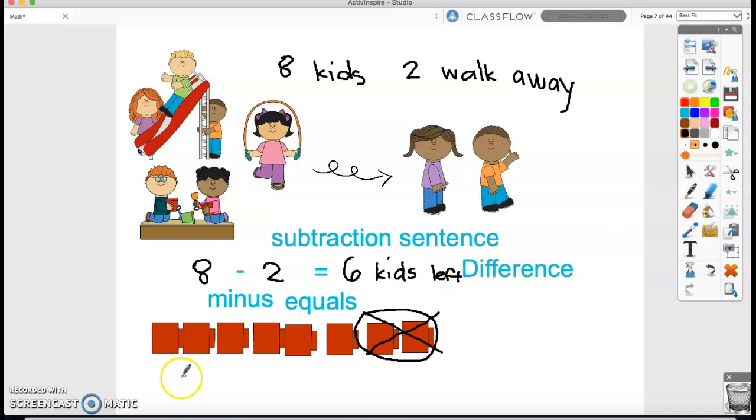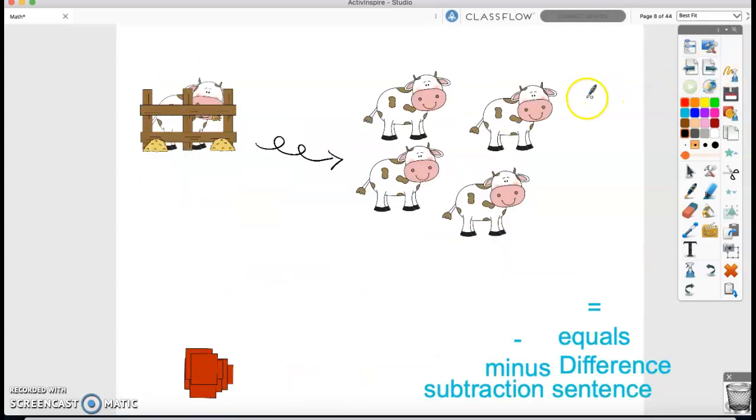I can also draw a picture of that, and I can draw my 8 kids, and I'm going to just draw circles. 1, 2, 3, 4, 5, 6, 7, 8. So this time I'm going to draw a model or a picture. I know that 2 left, so I'm going to circle 2 and cross them out. And then I can count that I have 1, 2, 3, 4, 5, 6 left. Let's go to our next problem.